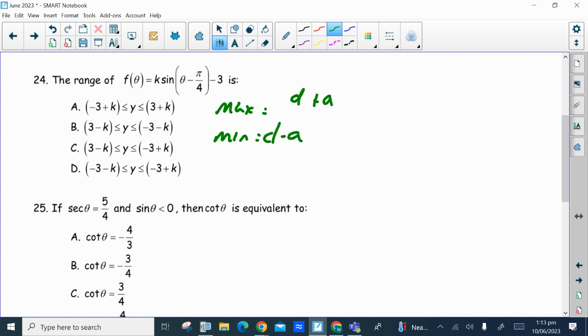You see, d is a horizontal midline. It's your median value. It's the a part that should be the absolute value of, which in this case doesn't matter because a is just k. So the maximum will be negative 3 plus k. The minimum will be negative 3 minus k. So this is why D is the correct answer for the range.